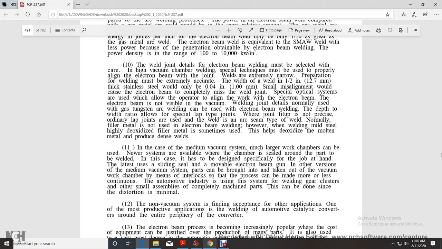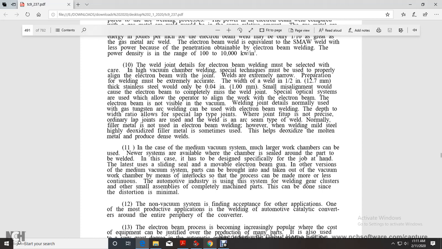Welding joints for electron beam welding must be selected with care because of the vacuum chamber. Special techniques may be used to properly align the electron beam with the joint, which is extremely narrow. The preparation of the welding joint must be extremely accurate. The width of the weld in 1.5 inch thick stainless steel would be 4/100 of an inch, so a small misalignment would cause the electron beam to completely miss the weld. Special optical systems can be used to allow the operator to align the work with the electron beam, since the electron beam is not visible within the vacuum.